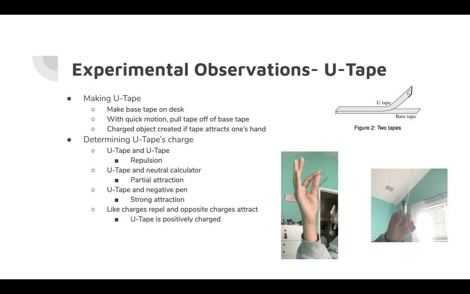For the experimental observations, after I made the U-tape using a quick motion pulling it off the base tape, I found that U-tapes and U-tape repelled, U-tapes and neutrally charged objects had partial attractions, and U-tape and a negatively charged pen made from my hair had a strong attraction. And since like charges repel and opposite charges attract, the U-tape is positively charged.